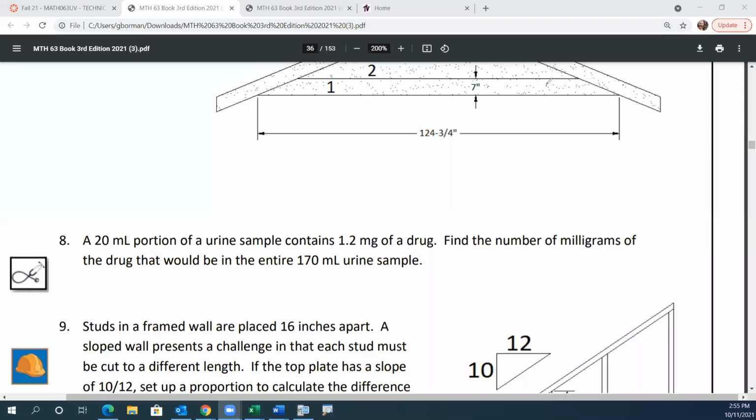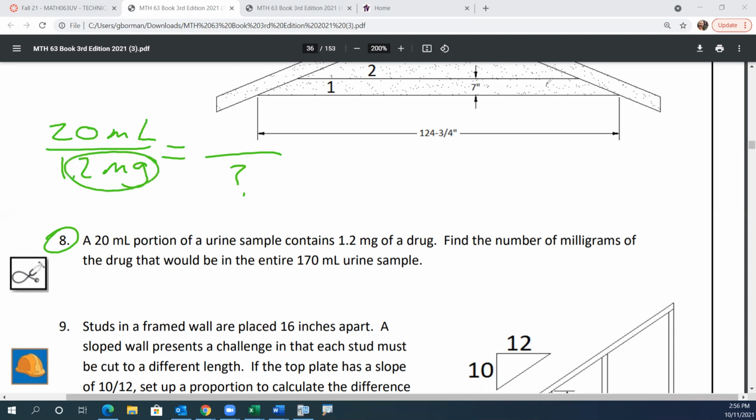All right, now let's take a look at number 8, and I'll talk about urine samples, everybody's favorite. So a 20 milliliter portion of a urine sample contains 1.2 milligrams of a drug. Aha! So every 20 milliliters of urine has 1.2 milligrams of some drug. So that is our ratio that everything has to agree with in this problem. So find the number of milligrams. Oh, so we're looking for milligrams. Milligrams on the bottom, so what I'm looking for is in the bottom.